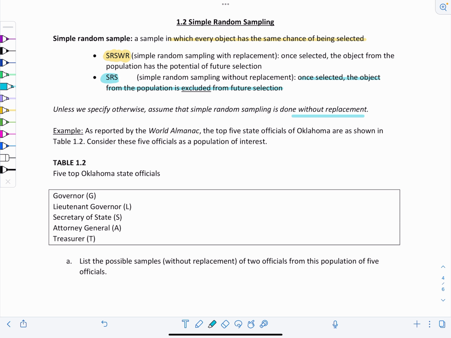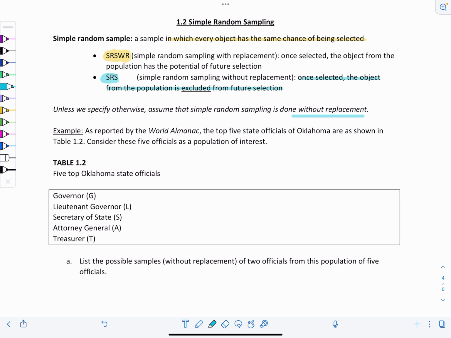In practice, actually collecting a simple random sample is not so simple. So the idea of it using probability is simple in that way, but in practice, it's not so simple, which I always found funny. Okay, let's look at an example here.